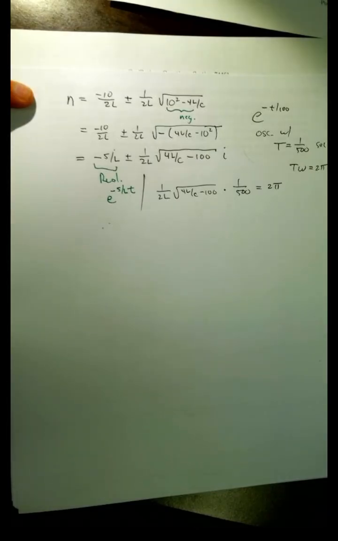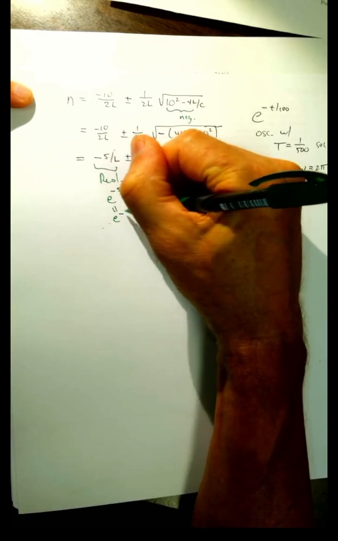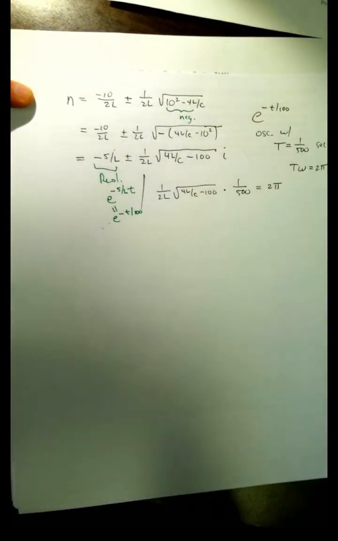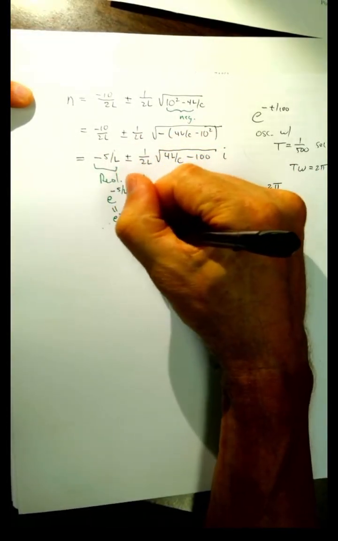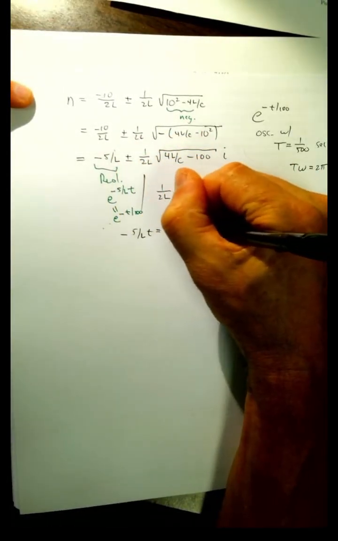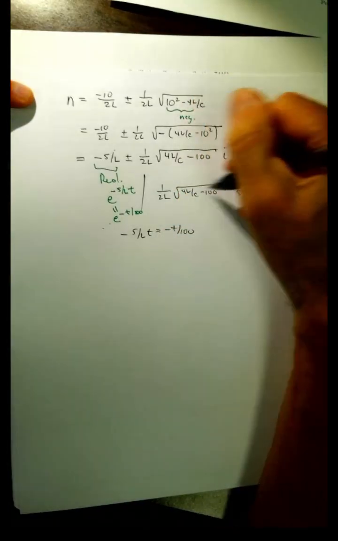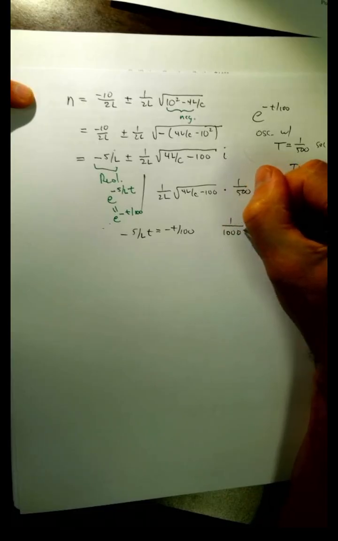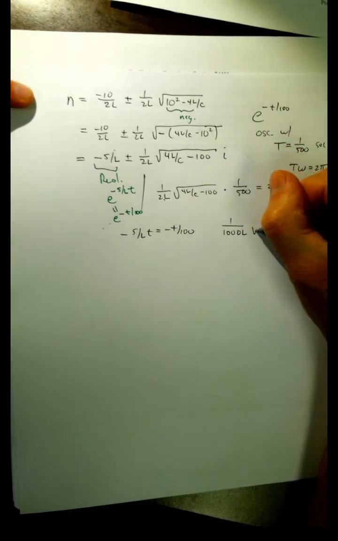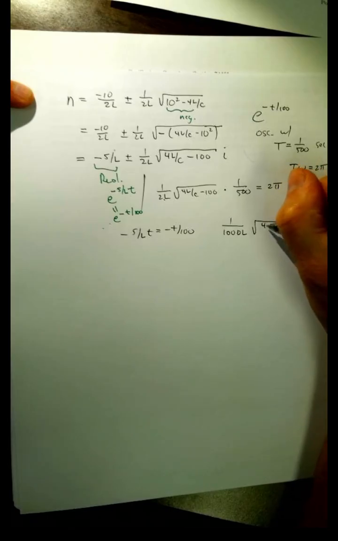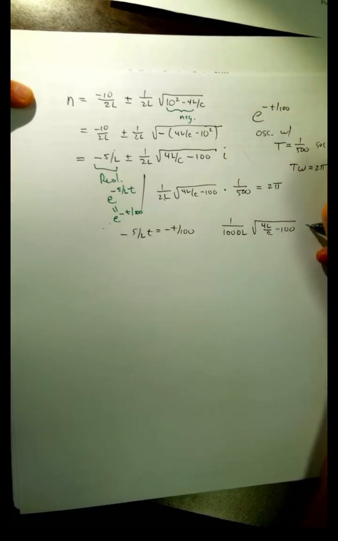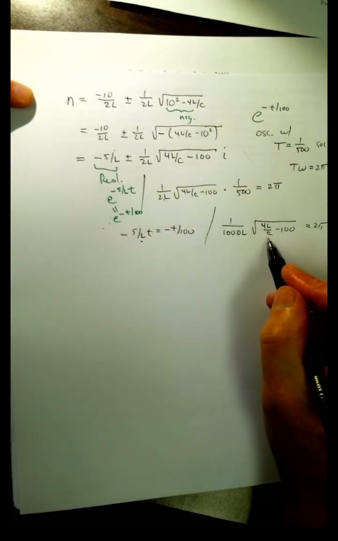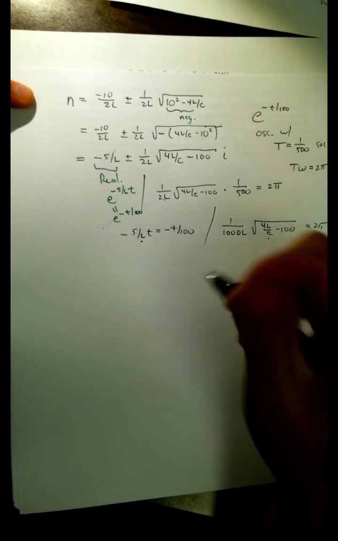So since this has got to be equal to minus e to the minus t over 100, I get my two equations. The first equation is that minus 5 over LT is equal to minus t over 100. And this gives me my second equation, which is 1 over 1,000 L. This comes from the 2L times the 500 times the square root of 4L over C minus 100 is 2 pi. So I'm going to use this to figure out L. I'm going to plug that into here and use that to figure out C.